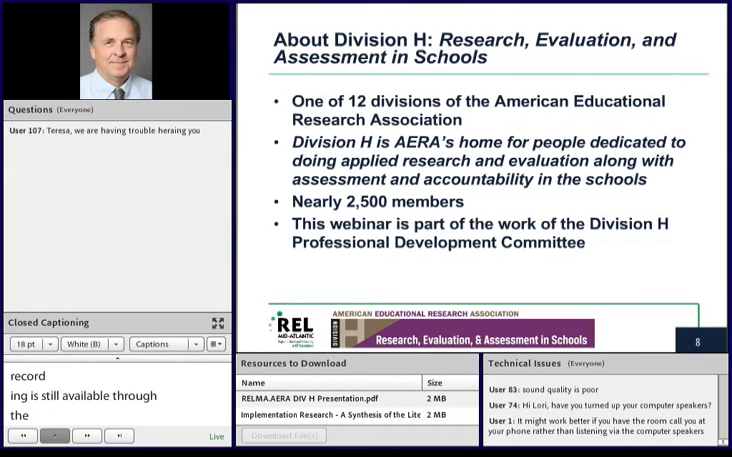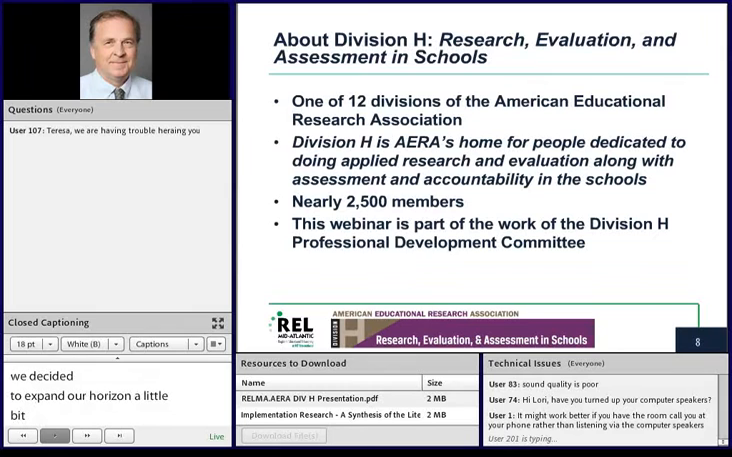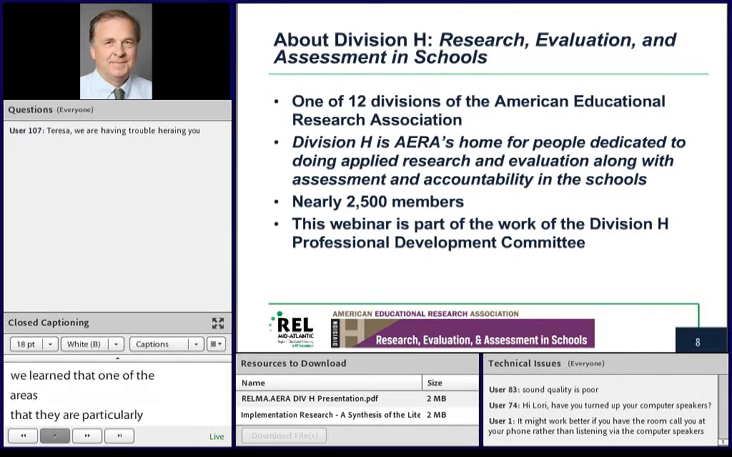This year, we decided to expand our horizon a little bit, and through input from our committee, we learned that one of the areas they're particularly interested in is implementation science. Most of our folks have a background in data and the use of assessments, collecting data and reporting, and doing evaluation studies. But the whole field of implementation and how to assess implementation and improve upon it is something that is a little bit new to many of our members.